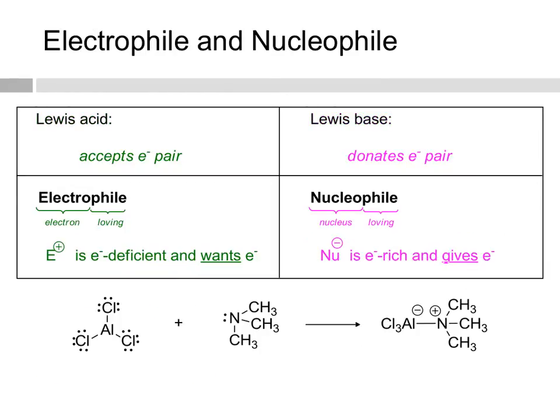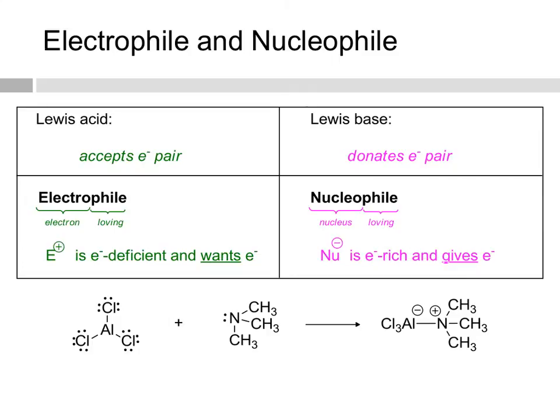Since we're on the topic of Lewis acids and Lewis bases, let's also introduce the terms electrophile and nucleophile. As the name indicates, an electrophile is electron loving. It is electron deficient and therefore it wants electrons. A nucleophile is nucleus loving, which means that it is electron rich and it will give electrons. And in organic chemistry, when we say give, we actually mean it would like to share electrons. It's not going to totally give up those electrons.